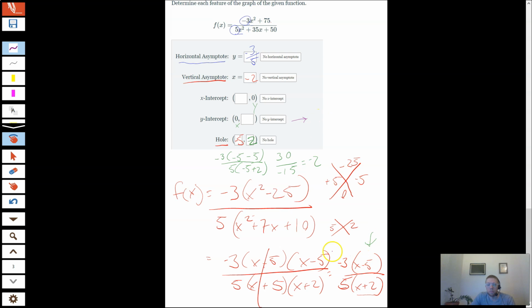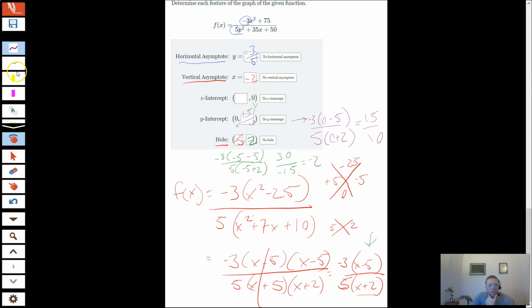And I can use my simplified f, so it's really quick and easy. Negative 3 times 0 minus 5 over 5 times 0 plus 2. So we get positive 15 and 10 on the bottom. So you can just give them 15 over 10, or that simplifies to 1.5. So there's our y-intercept.